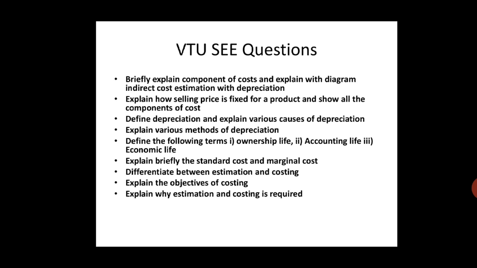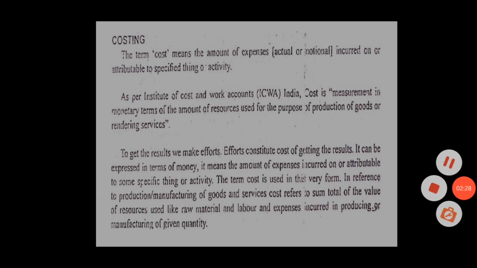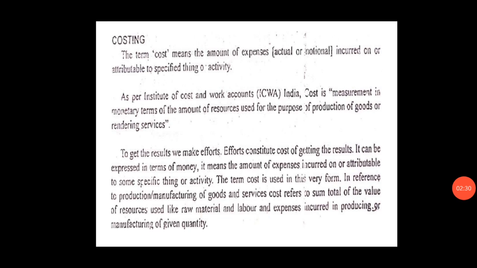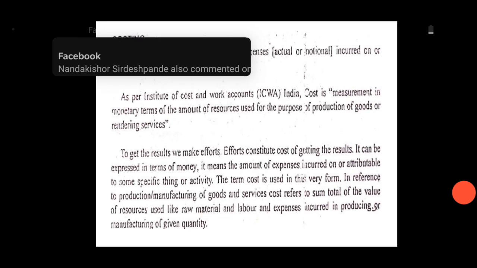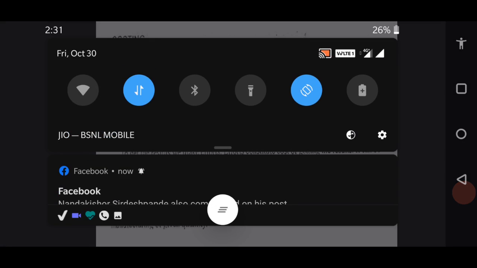Then define the following terms: ownership life, accounting life, economic life. Then briefly explain the standard cost and marginal cost. Differentiate between estimation and costing, and what are the objectives of costing, and why estimation and costing is required. So basically there are two terms: one is estimation, second is costing. Very simple terminologies are there.